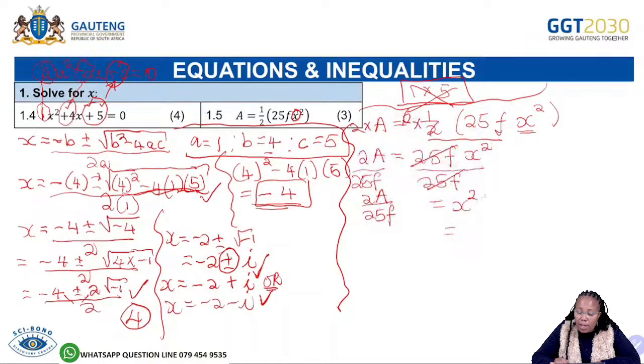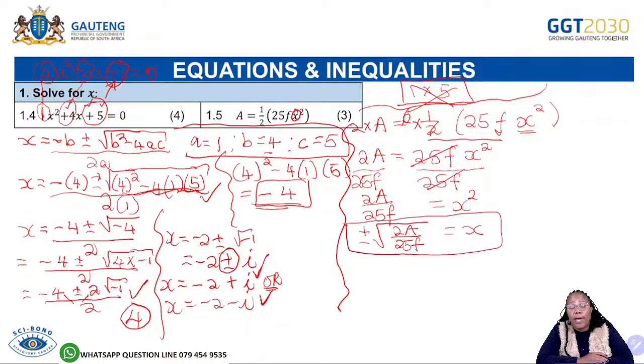We do not want x squared, we need only x. Then we will get rid of the square, and then this will create a plus minus the square root on the left hand side of your 2a over 25f. That is the solution for x in terms of a and f. Solve for x in terms of a and f.